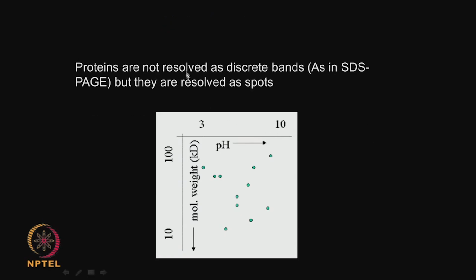So, proteins are not resolved as bands like in one dimensional SDS PAGE, but they are resolved as spots. You have pH in one direction and molecular weight in another direction. As you can see, they get separated based on their isoelectric pH, and then here they get separated based on their molecular weight. This is how it will look. Now, look at it, so complicated.